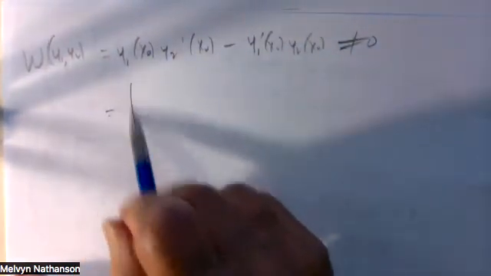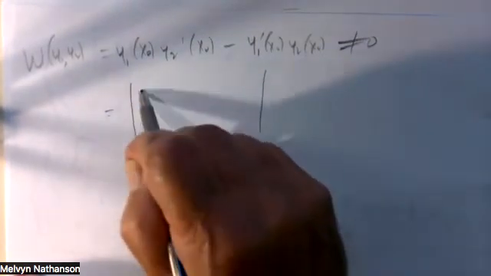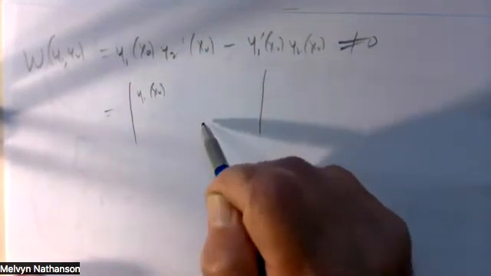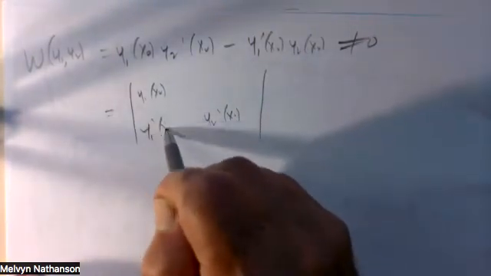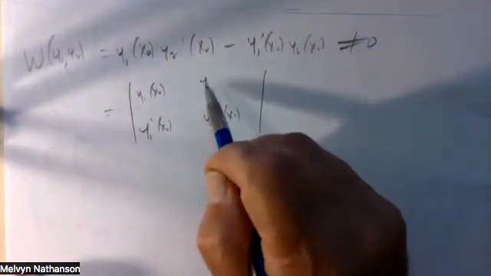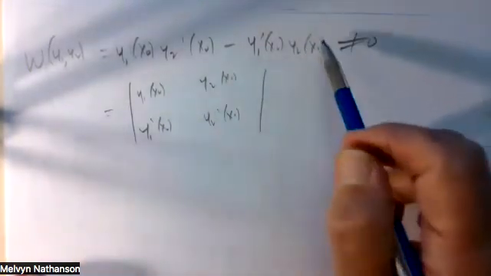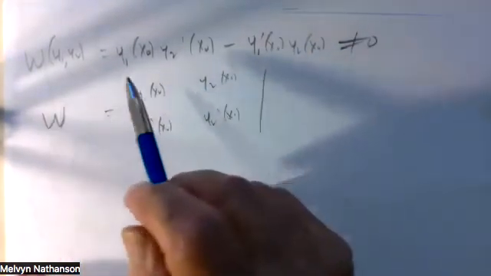right? This is exactly the determinant of y1 of x naught, y2 prime of x naught, y1 prime of x naught, y2 of x naught. This is exactly this determinant. That's the Wronskian.